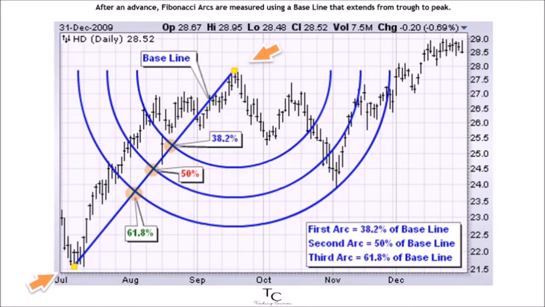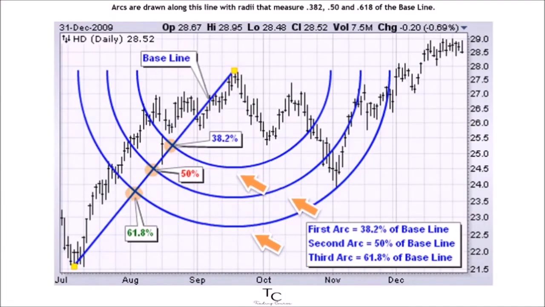After an advance, Fibonacci arcs are measured using a baseline that extends from trough to peak. Arcs are drawn along this line with radii that measure 0.382, 0.50 and 0.618 of the baseline. These arcs mark potential support or reversal zones to watch as prices pull back after the advance. After a decline, Fibonacci arcs are used to anticipate resistance or reversal zones for the counter-trend bounce.